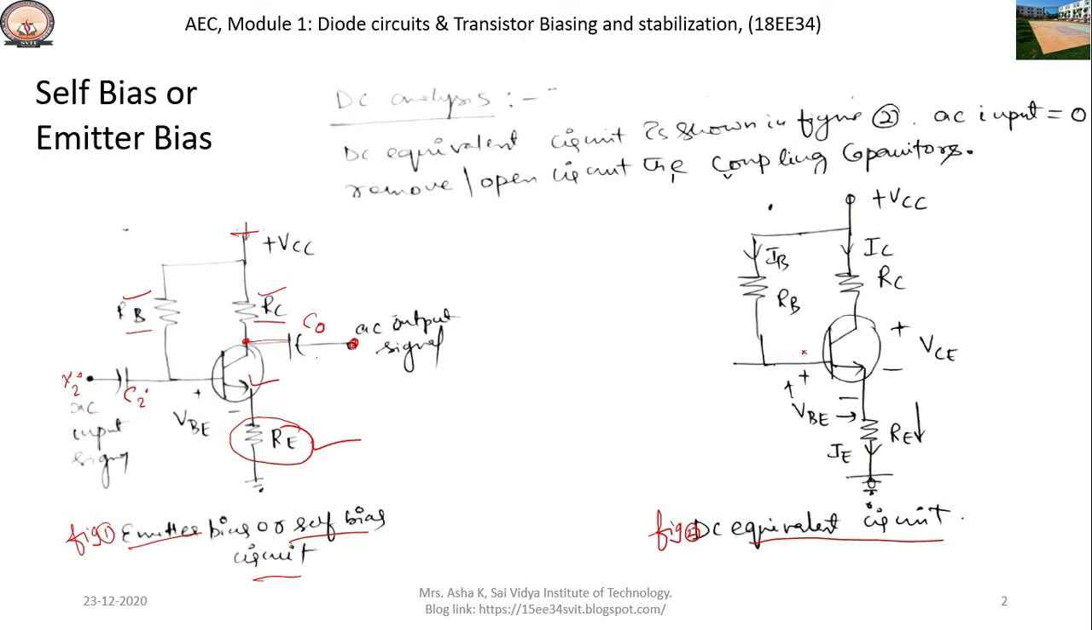Again, it consists of three resistances RB, RC, RE and plus VCC, and we have plus or minus VBE, the voltage across the base and emitter terminals, and plus or minus VCE, the collector emitter terminal voltage. IB is the base current, IC is the collector current, and IE is the current flowing through the resistor RE. The current entering the node is IC plus IB, whereas the current leaving the node is IE. From Kirchhoff's current law, I can write IC plus IB is equal to IE.